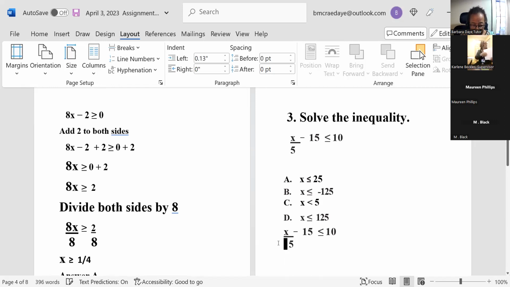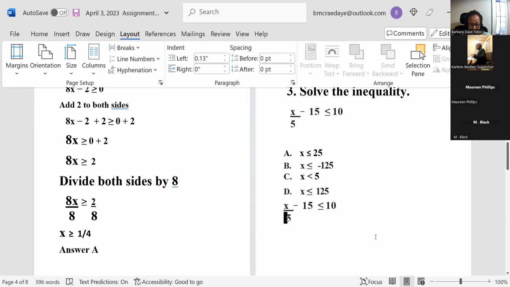I know x over 5 is a division. That's a division, you're right. Now, Maureen, you can do it, right? Because you've got a constant on the left and a constant on the right. How do you get that minus 15 off the side with the x, Maureen? What do you do? Add. That's right. You add the 15 to both sides.